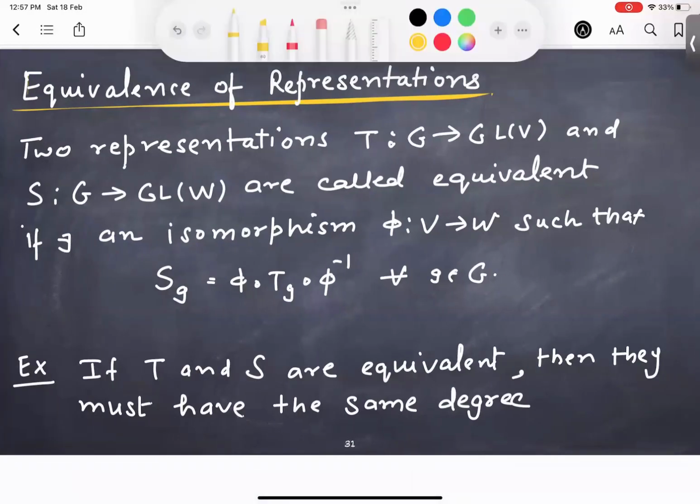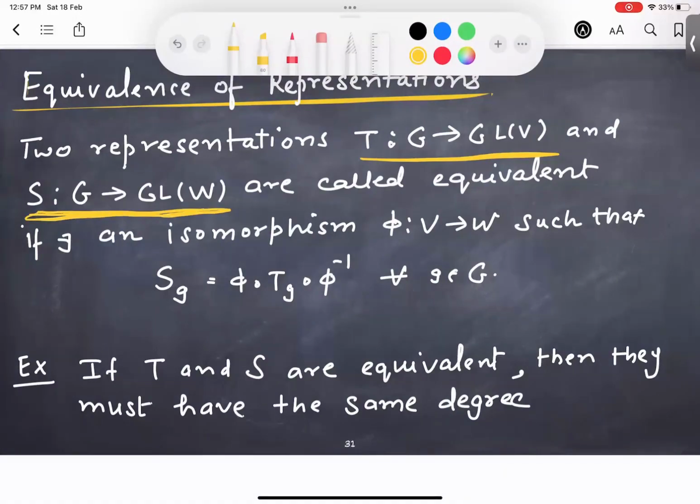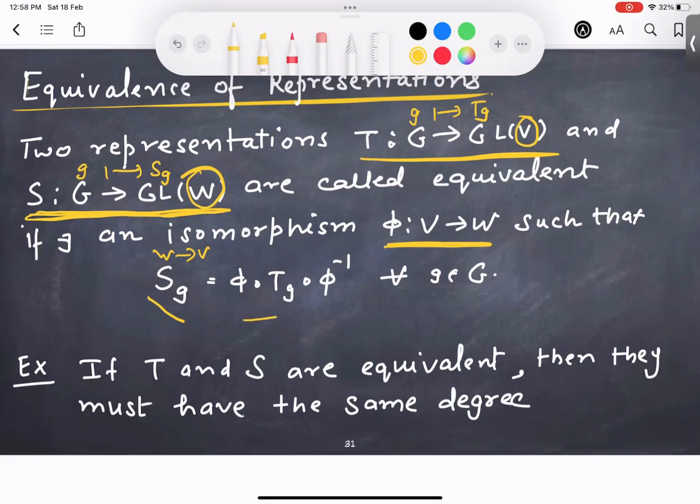So I am just talking of the concept of equivalence of two representations. When do you say that these two representations are equivalent? You say they are equivalent if you can obtain one from the other. Suppose I have an isomorphism phi from V to W such that this homomorphism can be recovered from the other by some means. There is a representation with representation space V, and this one with representation space W. What is S_g? S_g is a linear transformation from W to W. Phi inverse is from W to V, then from V to V you have T_g, and then from V to W you have phi. So if S_g is equal to phi composed with T_g composed with phi inverse for all g in G, then you say that these are equivalent representations.